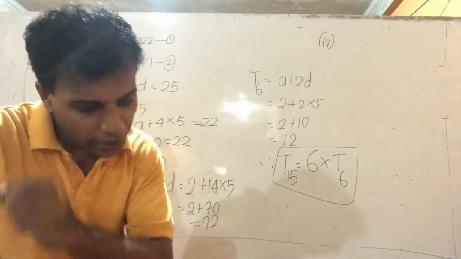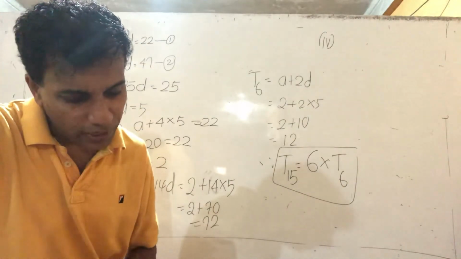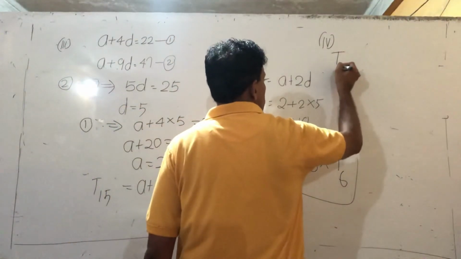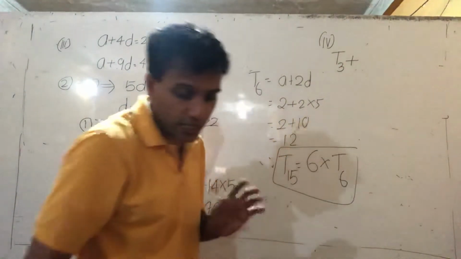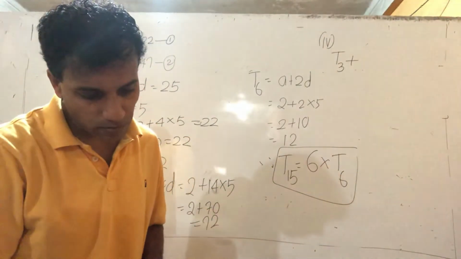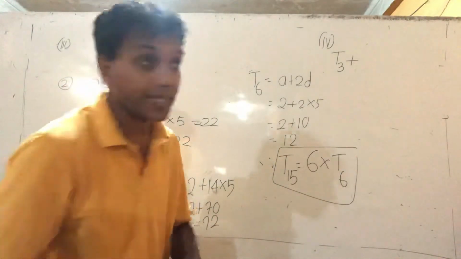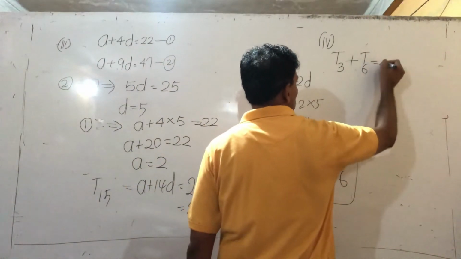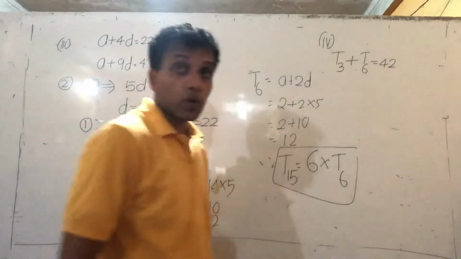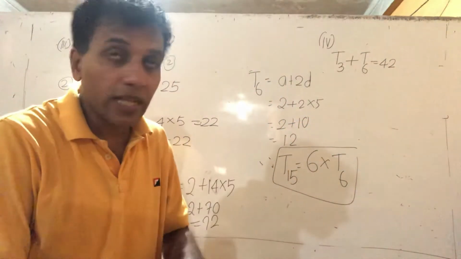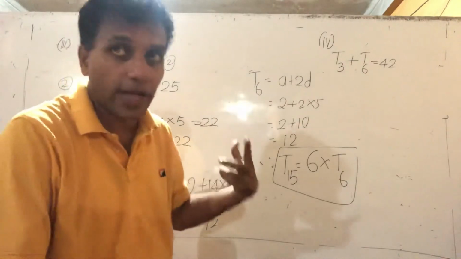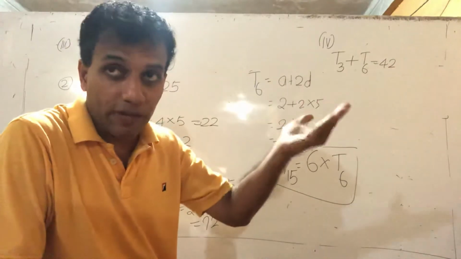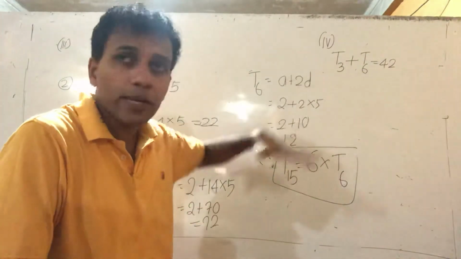How do they give the notation form? In an AP, the sum of the third term, T3, plus the sixth term, T6, is 42. Sometimes the same idea they will give like that also. It is not necessary here, but I am showing it for your future problems. Now we build it up into A and D form.